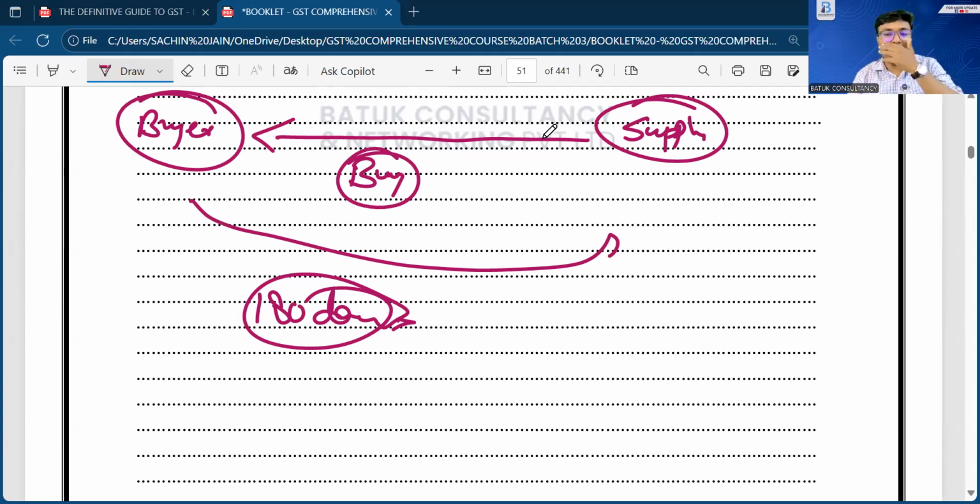Yes, sir. If there will be a buying and selling, both transactions are there. In that case, you can pass the journal entries regarding the same. Okay, that will be treated as your exchange, you can say.